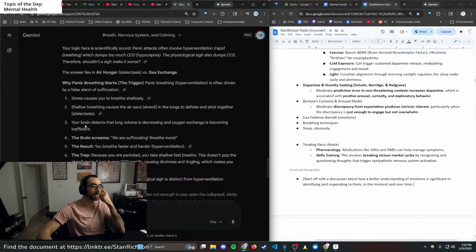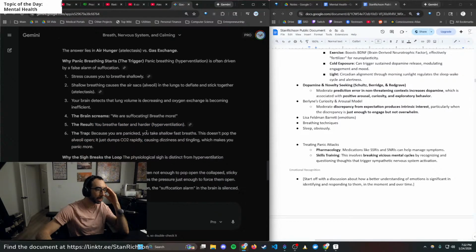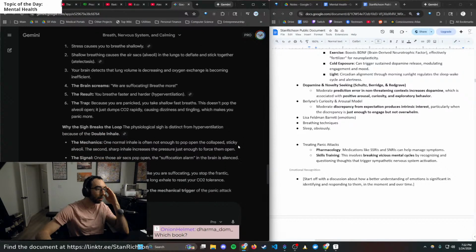Okay, so you do want to get that surface area via the physiological sigh, but at the downside of getting that extra CO2 when you don't need it. We are suffocating. Breathe more. You breathe faster and harder. Because you are panicked, you take shallow, fast breaths. This doesn't pop the alveoli open. It just dumps CO2 rapidly, causing dizziness and tingling, which makes you panic more.